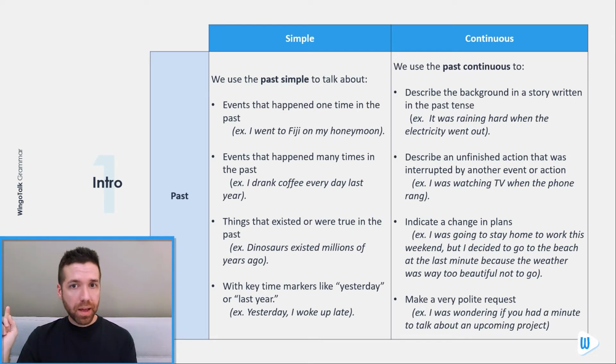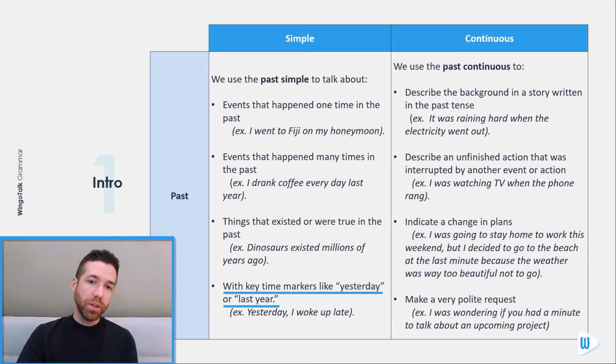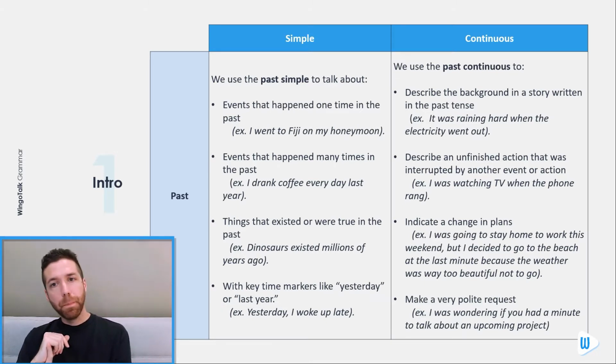For past tense. Simple. We use the past simple to talk about events that happened one time in the past. I went to Fiji on my honeymoon. That's one time. Events that happened many times in the past. I drank coffee every day last year. Things that existed or were true in the past. Dinosaurs existed millions of years ago. With key time markers like yesterday or last year. Yesterday, I woke up late.